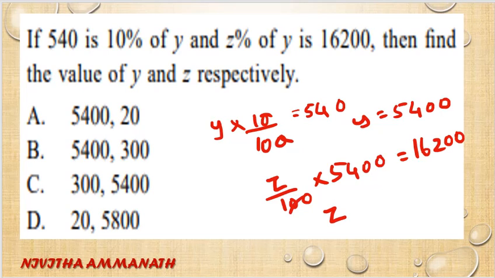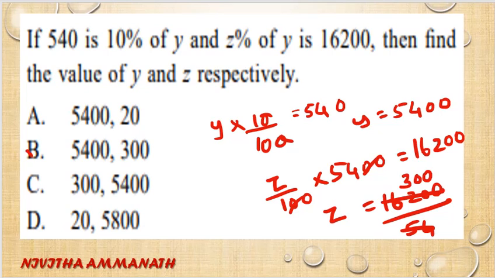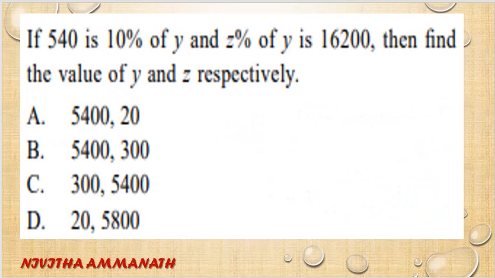Here we have to cancel this. So z equal to 16,200 divided by 54. 54 3s are 162, so 300. So y is 5,400 and z is 300. So B is the correct option. Next question.